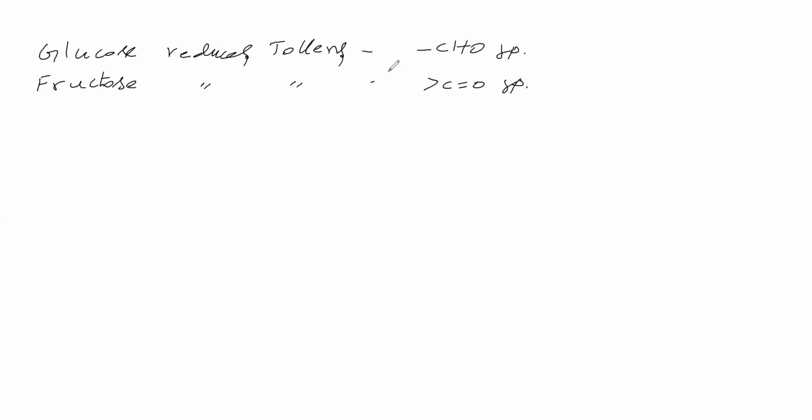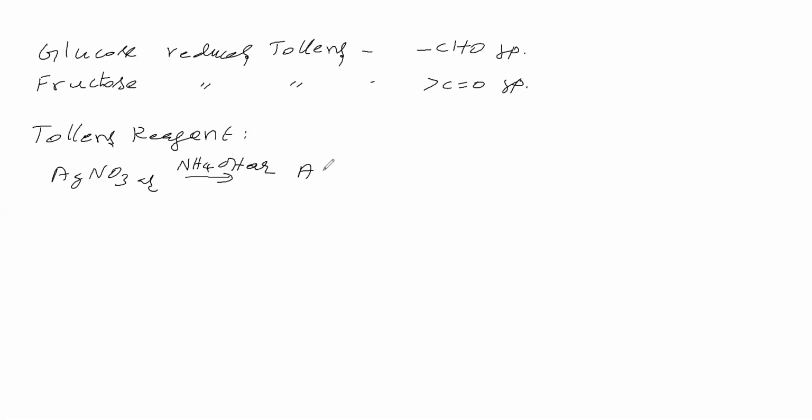Now, first, what is a Tollens reagent? That we'll see. To prepare Tollens reagent, what are the things we have to take? We take silver nitrate solution, and to this silver nitrate solution we add ammonium hydroxide solution.